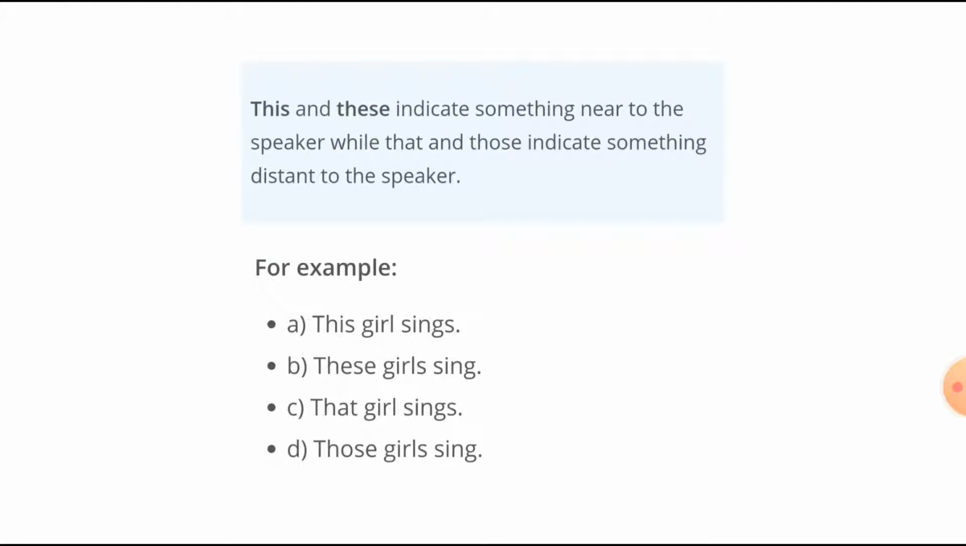This and these indicate something near to the speaker, while that and those indicate something distant to the speaker. That is, for the things that are lying near to the speaker, we use this and these, and for those that are lying at some distance and we have to mention them, we use that or those.